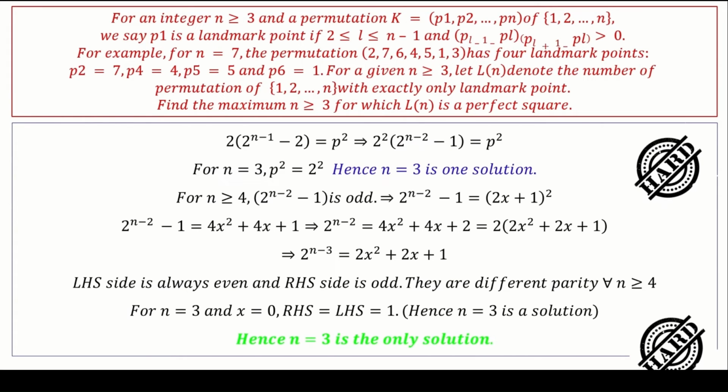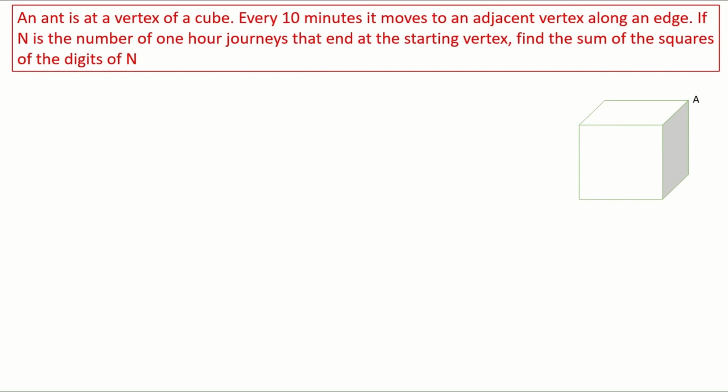Okay, yeah. Next, an ant is at a vertex of a cube. Every 10 minutes, it moves to an adjacent vertex along an edge. This is at A. Every 10 minutes, it moves to the nearest vertex via the edge. If n is the number of 1 hour journeys that end at the starting vertex, that means the ant starts from here and after 1 hour, every 10 minutes it will move, and after 1 hour it will come back to A. Find the sum of the squares of digits of n.